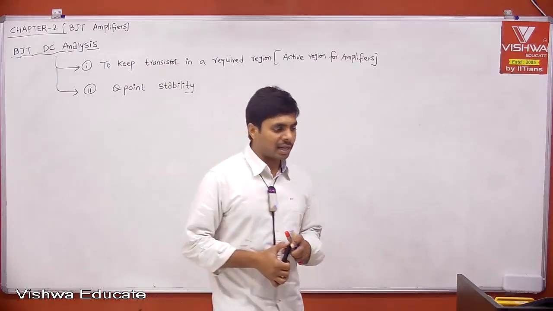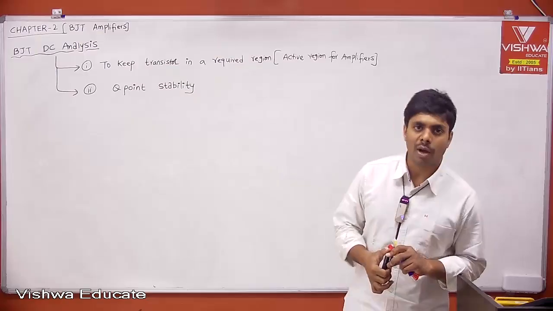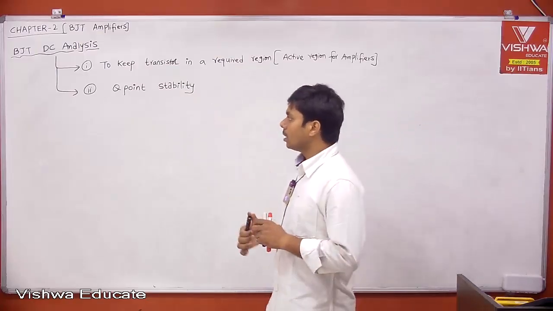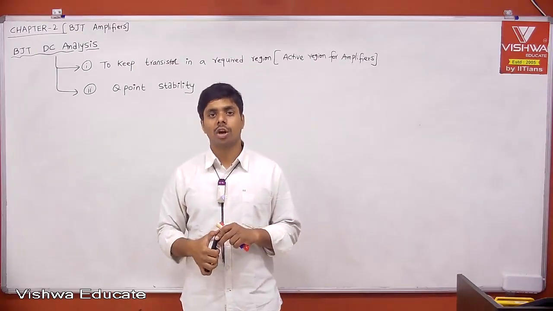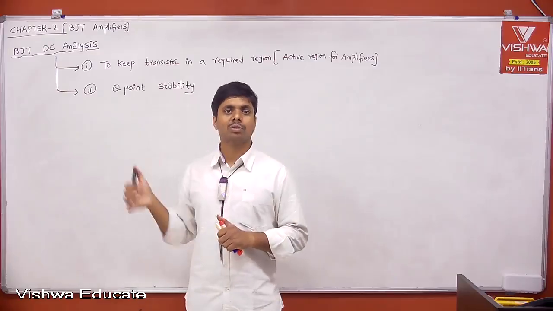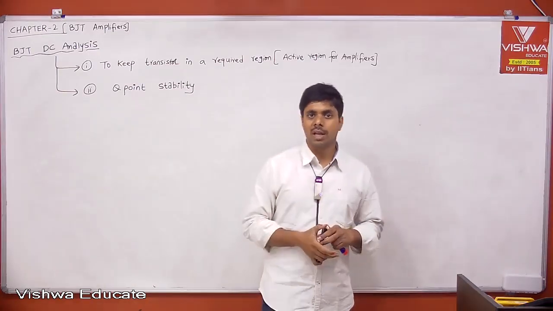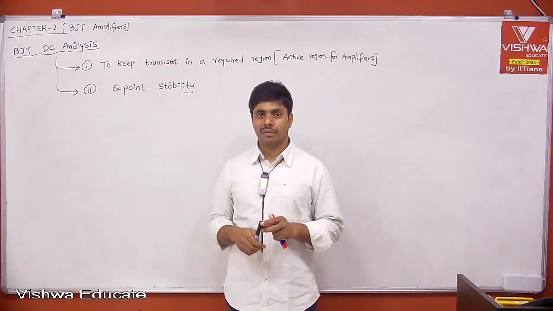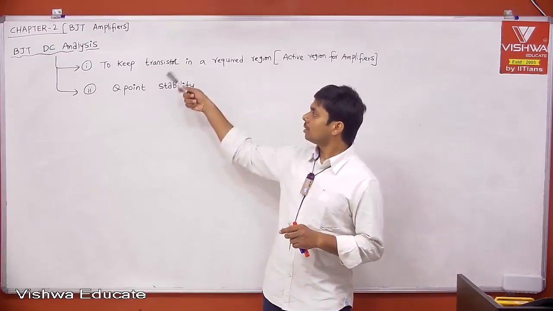After keeping the transistor in the active region, whatever DC operating point you set at the output, that should be stable. If that is not stable, you may see distortion, right? That is what is called Q point stability. That is what we are going to see. Therefore, the figures of merit from DC analysis are these 2 points.